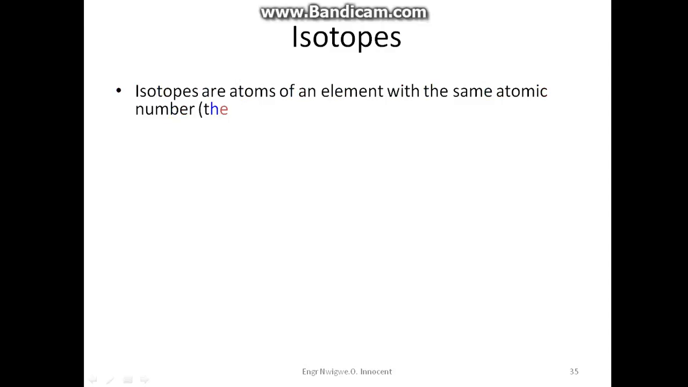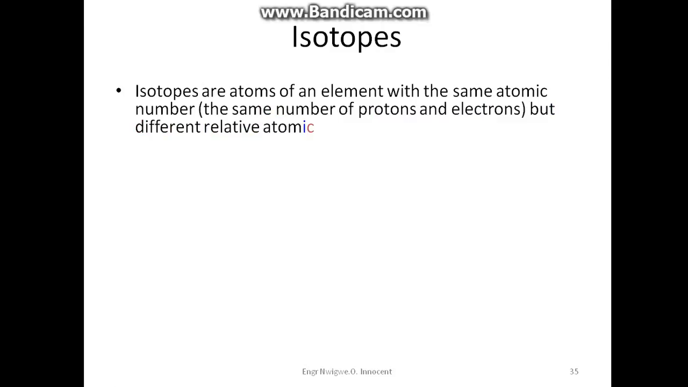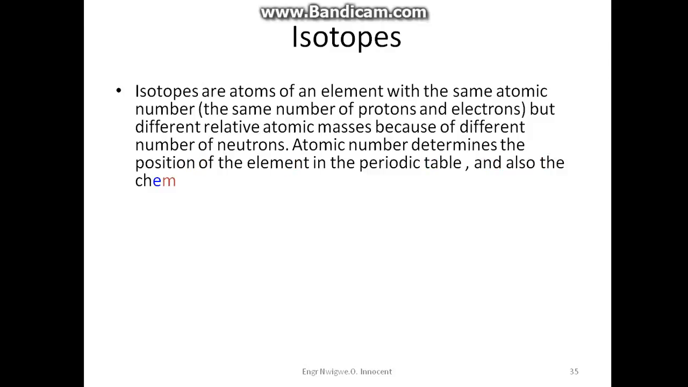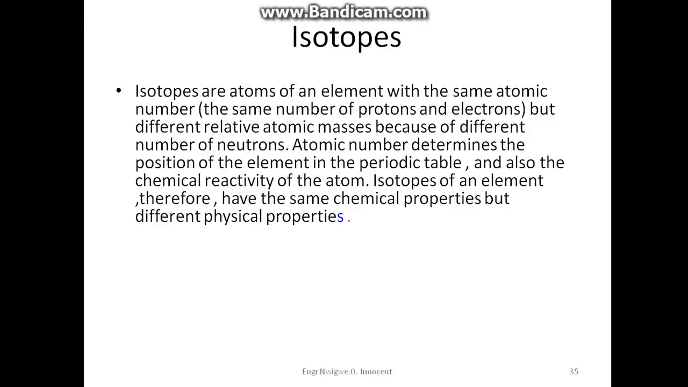Isotopes. Isotopes are atoms of an element with the same atomic number, the same number of protons, but different relative atomic mass because of the different number of neutrons. Atomic number determines the position of the element in the periodic table and also the chemical reactivity of the atom. Isotopes of an element therefore have the same chemical properties but different physical properties.